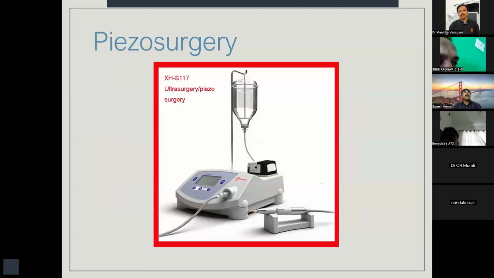It is almost like having a scaling done for them. So they are very comfortable. This machine is a little bit expensive, but it's a very good machine. Another very good advantage of piezo surgical units is they do not damage the soft tissue.